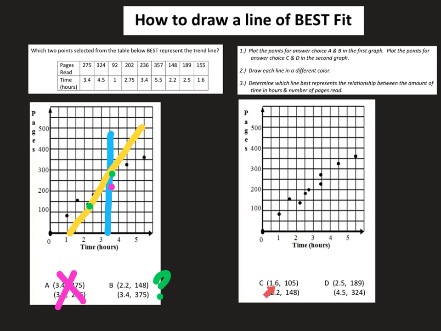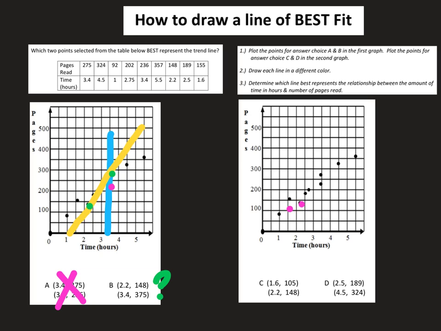Okay, now I'm going to look at C. It says 1.6 and 105. 1.6 would be around 1.5, and then 105. It looks like that dot is not even really on it. This one, that would be over 150. So since that point is not really even in the graph, I'm going to say that's probably wrong, but we'll see. Then 2.2 and 148. 2.2 is going to be really close to 2, and then 148 would be right there.